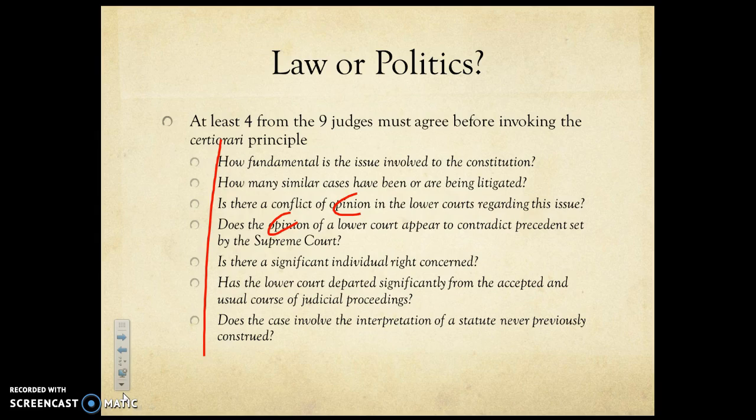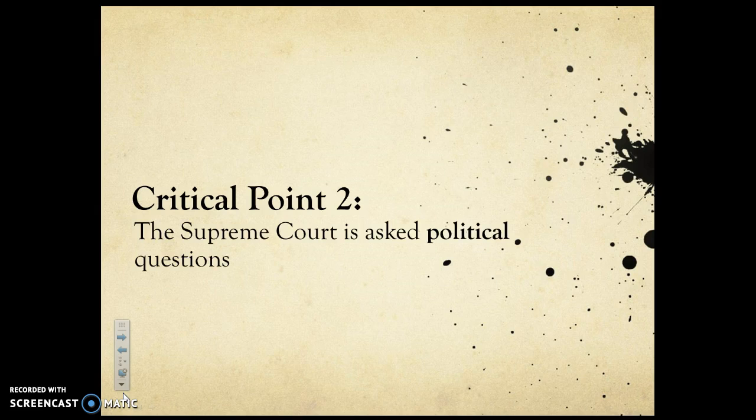Again, all this really does is establish that these are not questions of jurisprudential fact. These are questions of opinion, which leads us to critical point number 2. The Supreme Court is asked political questions.